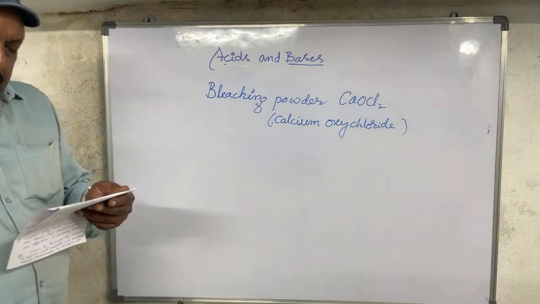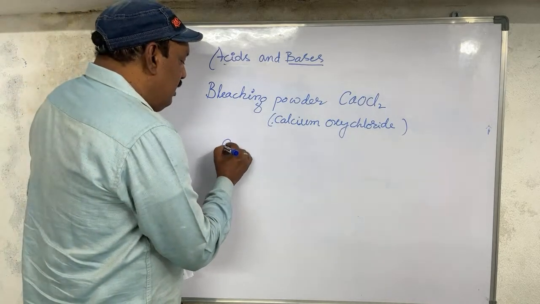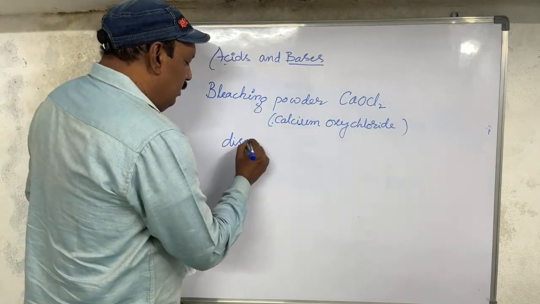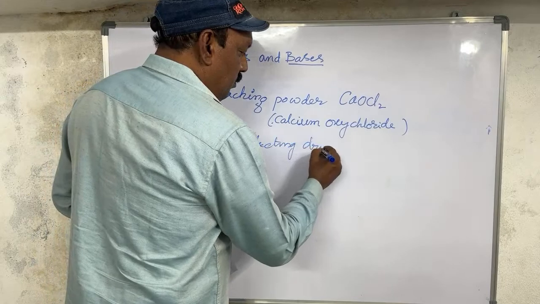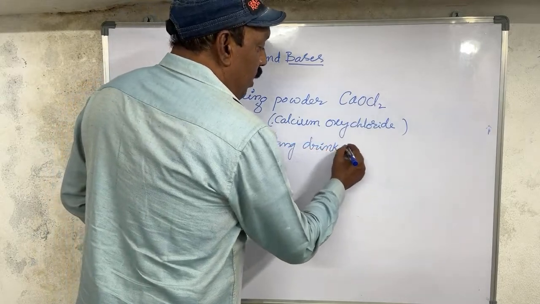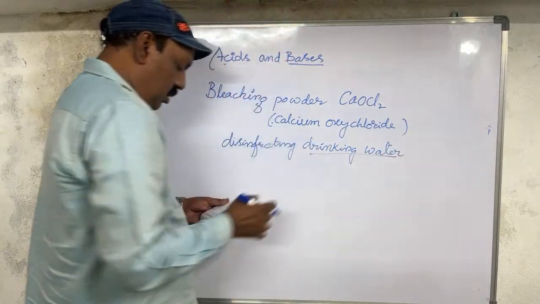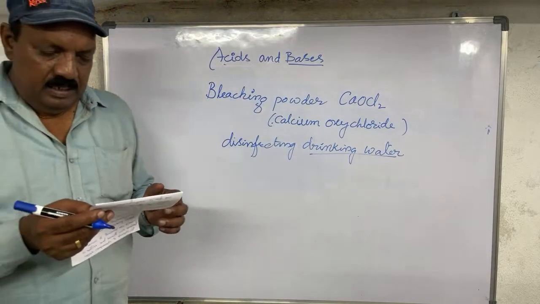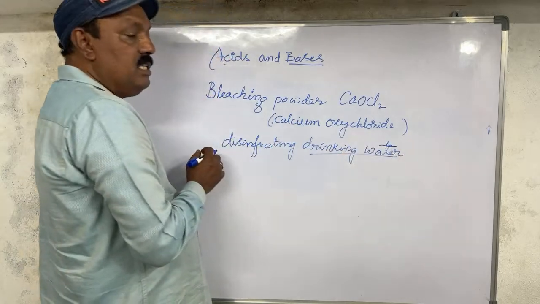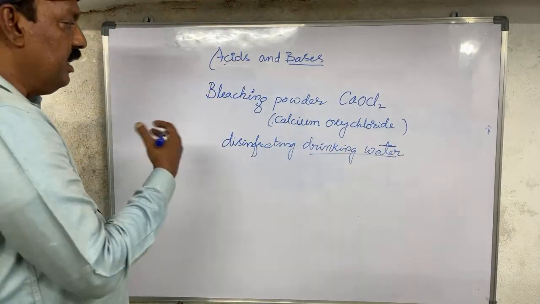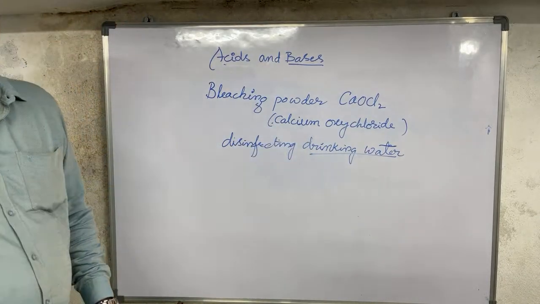The main purpose of this bleaching powder is disinfecting drinking water. To kill all the germs in drinking water, this is going to be used. So the main use of this one is disinfecting drinking water, to kill all the germs present in it. We will use this bleaching powder. Chemical name is calcium oxychloride.